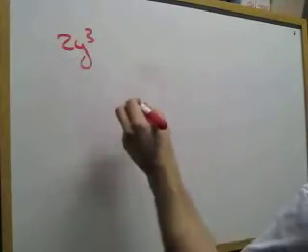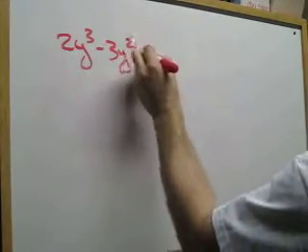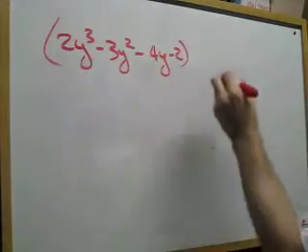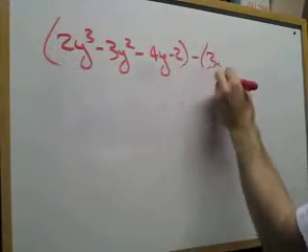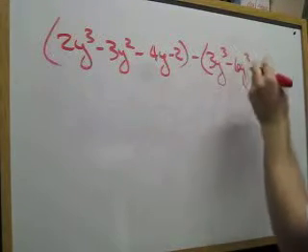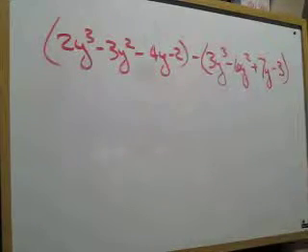9.2b, I'm on page 631. We're subtracting polynomials still, and let's look at example 5. We have 2y cubed minus 3y squared minus 4y minus 2, and we're going to subtract 3y cubed minus 6y squared plus 7y minus 3.